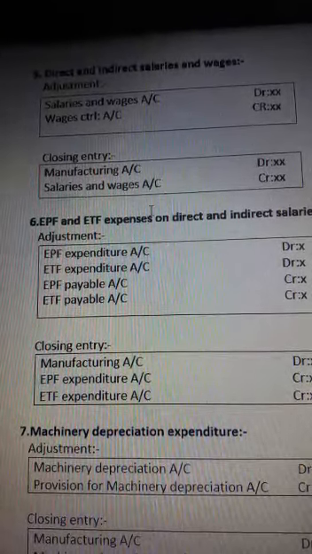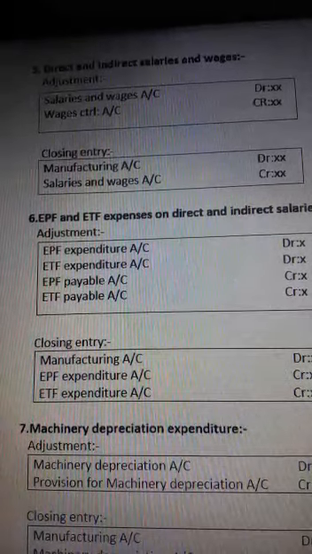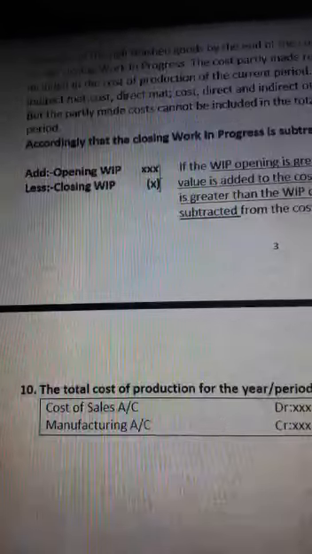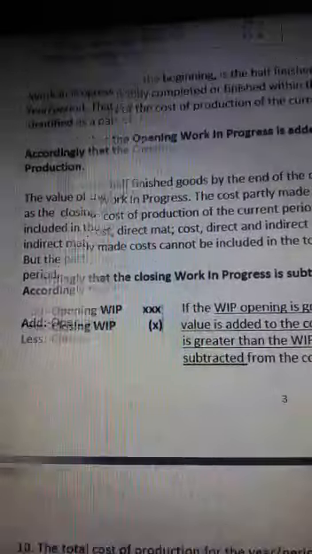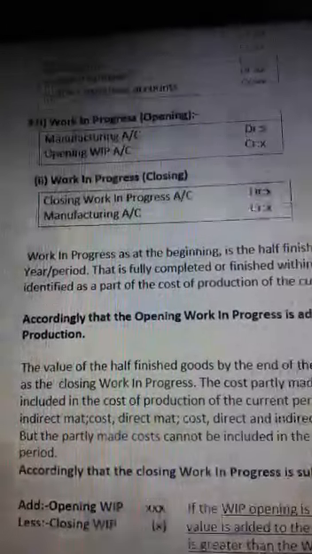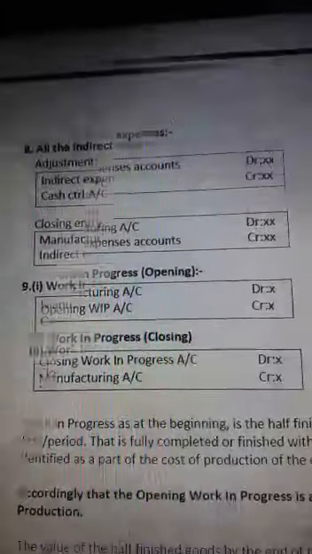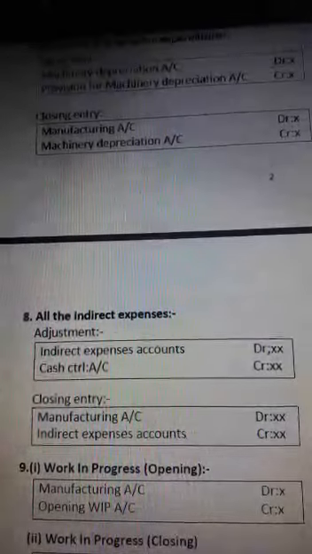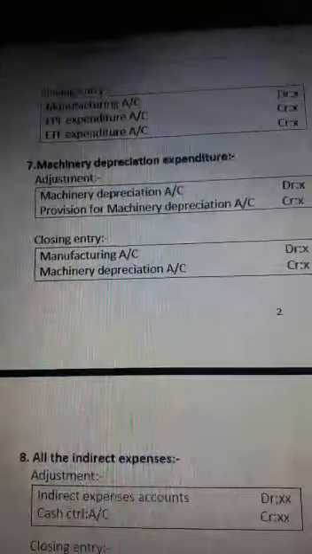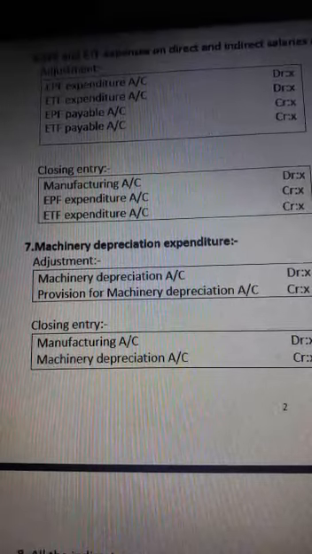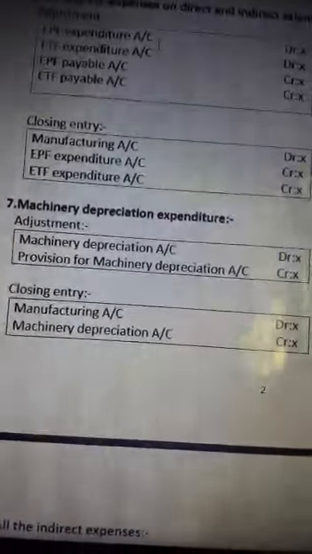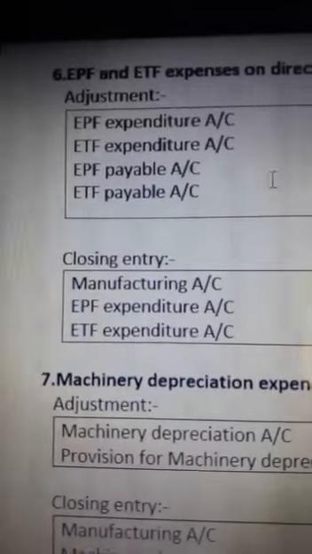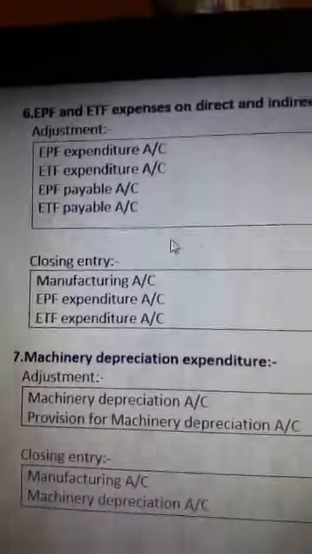So the next double entry, double entry number 6, EPF and ETF expenditure. EPF and ETF expenditure of the salaries and wages related to the workers working in direct and indirect branches or divisions. So let's see the EPF and ETF expenditure of direct and indirect salaries and wages. EPF expenditure account debit, ETF expenditure account debit, EPF payable account credit, and ETF payable account credit as usual. We make the normal EPF double entry.